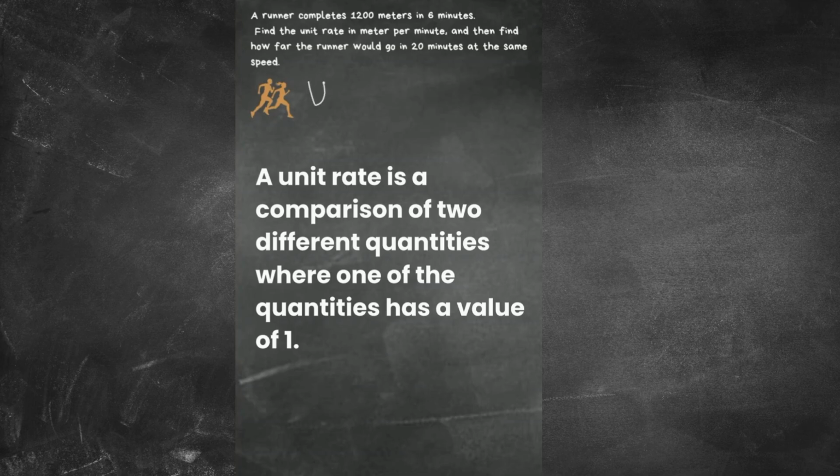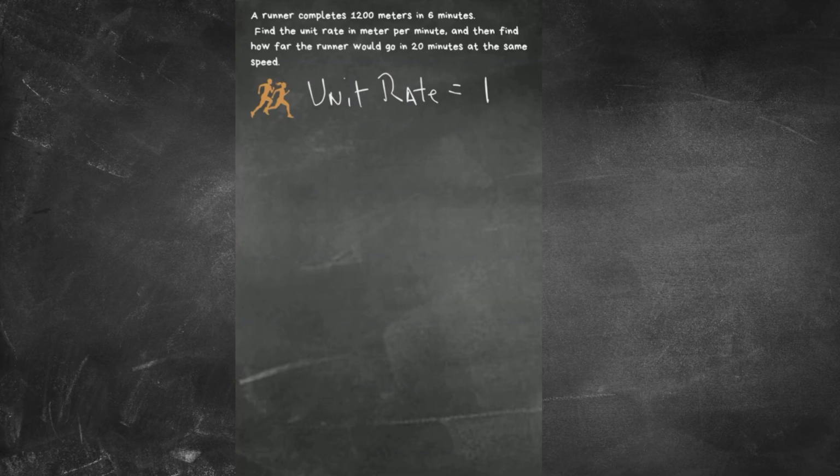Let's go over a unit rate problem. And unit rate is simply finding a value of 1. When you're comparing two objects, you're setting one object to 1. Okay? So we have this problem. A runner completes 1,200 meters in 6 minutes. Find the unit rate in meters, should be meters per minute, and then find how far the runner would go in 20 minutes at the same speed.